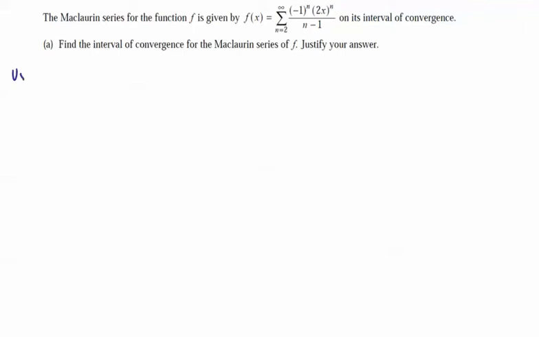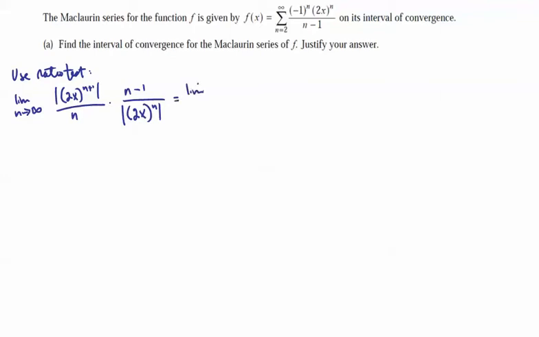So we're going to use the ratio test. Limit as n approaches infinity of the absolute value of the n plus first term. So that would be 2x to the n plus 1 over n plus 1 minus 1, which is just going to leave n there. Then we'll divide that by, flipping and multiplying, n minus 1 over absolute value of 2x to the nth power.